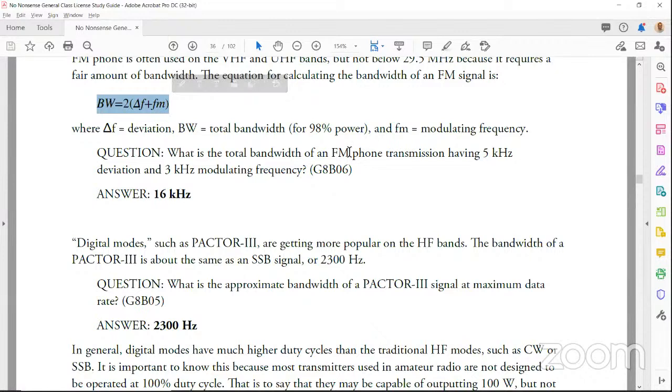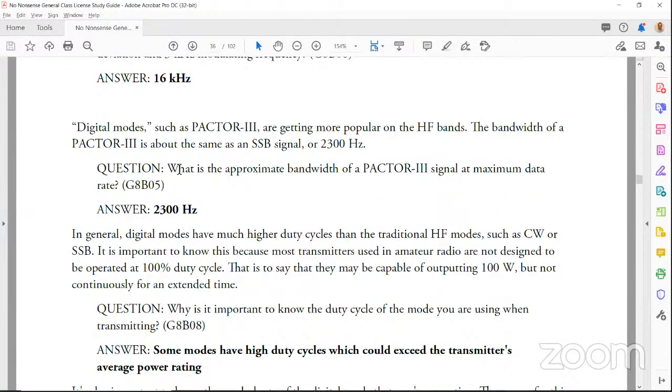Did they give those two parameters to us in the question? Yes, they did. They told us it's 5 kilohertz deviation, that is delta F. See delta F in the formula, and it tells us delta F here is deviation. So we have the delta F, 5 kilohertz. Do they give us FM? Yes, they do. They tell us that the modulating frequency is 3 kilohertz. So we have both delta F and FM. So we plug it into our trusty formula. So it's 5 plus 3, which is 8, multiplied by 2, 16 kilohertz. And that's the answer. Again, we worked this as an example in the last session. Next question in the question pool.